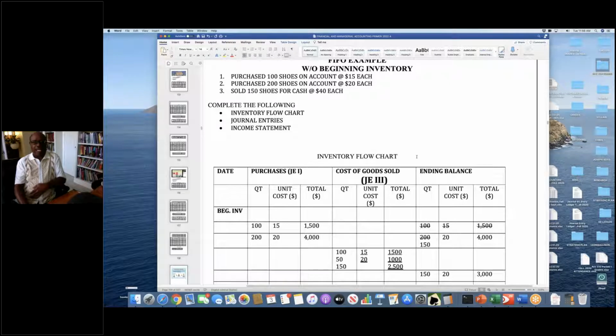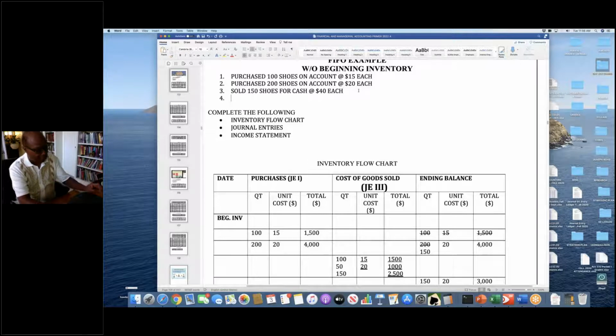Well, we'll help you out, Dawkins. We're going to sell 100 more now. And we're selling for $40 each. So we're selling 100 more for $40 each. What are we going to do?